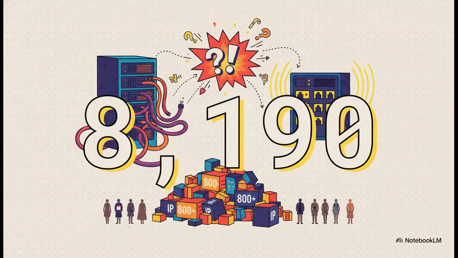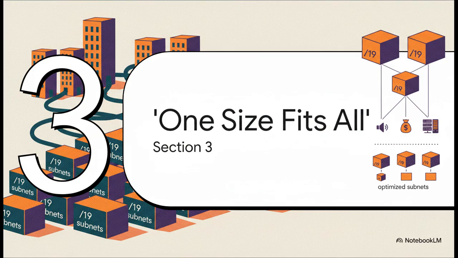It's powerful for sure, but it raises a really important question. Does that tiny 10-person accounting department really need over 8,000 IP addresses? Absolutely not. And that leads us to a really big problem. This really gets to the heart of the issue, the one-size-fits-all approach. When we give every single department, whether it's huge or tiny, a massive /19 subnet, we are being incredibly wasteful. There has got to be a smarter way to do this.